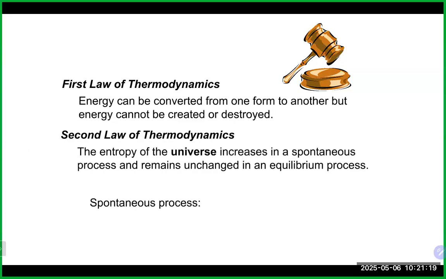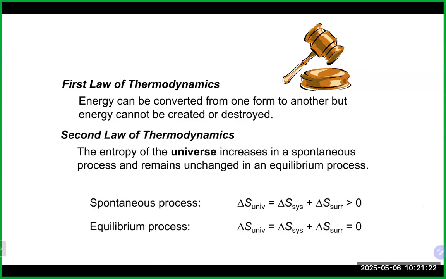So let's talk about the first law of thermodynamics and the second law of thermodynamics. The first law of thermodynamics, again, is pretty much what you covered in Chem 50, which is all about the energy. So that's your delta H. That is your law of conservation of energy. Energy, again, as we talked about, cannot be created nor destroyed, but can be converted from one form to the next. The second law of thermodynamics is what we're talking about right now, which is that the entropy of the universe increases in a spontaneous process and remains unchanged in an equilibrium process.